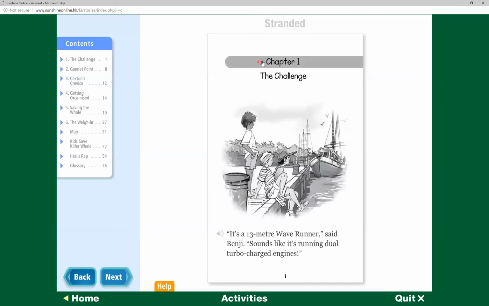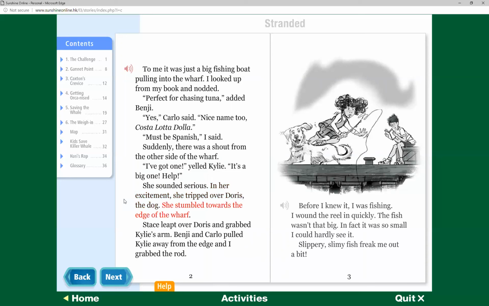Suddenly, there was a shout from the other side of the wharf. I've got one, yelled Kylie. It's a big one. Help! She sounded serious. In her excitement, she tripped over Doris, the dog. She stumbled towards the edge of the wharf. Stace leapt over Doris and grabbed Kylie's arm. Benji and Carlo pulled Kylie away from the edge, and I grabbed the rod.